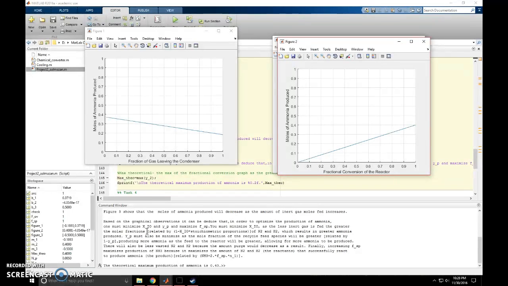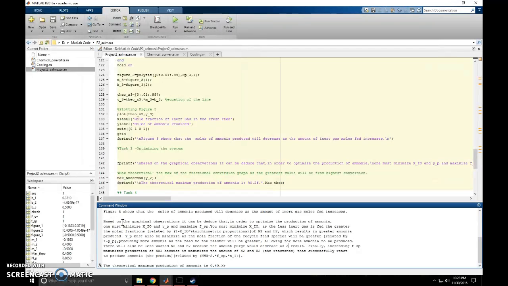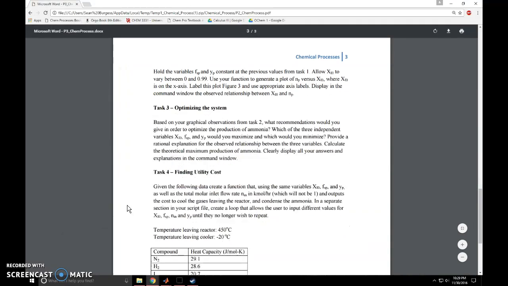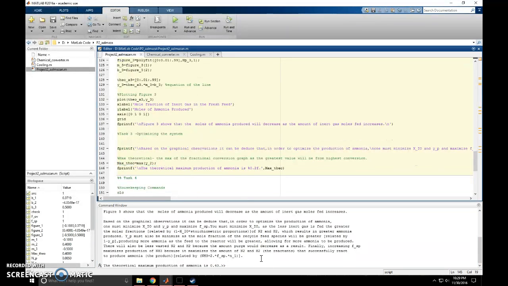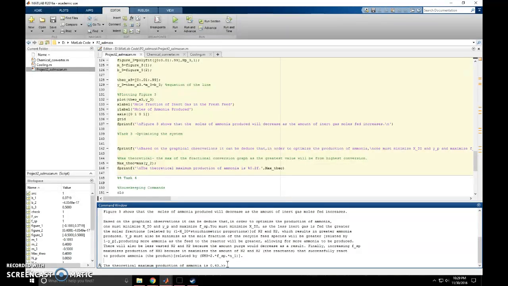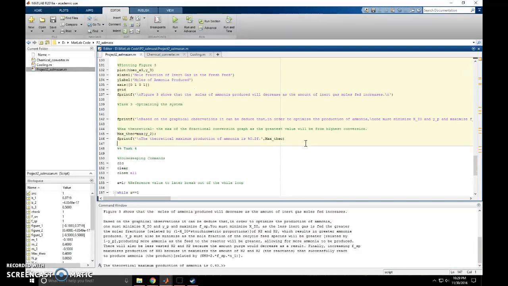And so we just summarize that here in the command window. Based on the graphical observations, it can deduce that in order to optimize the production of ammonia, you must minimize inert gas, as well as fraction of gas leaving the condenser, and maximize the fractional conversion of the reactor. And so we just go on to explain the whole relationship and how it makes sense. And task 3 also asks us to calculate the theoretical maximum production of ammonia. So we do that here as well, which is given by this. Theoretical maximum production of ammonia is 0.4, so that's a fraction.